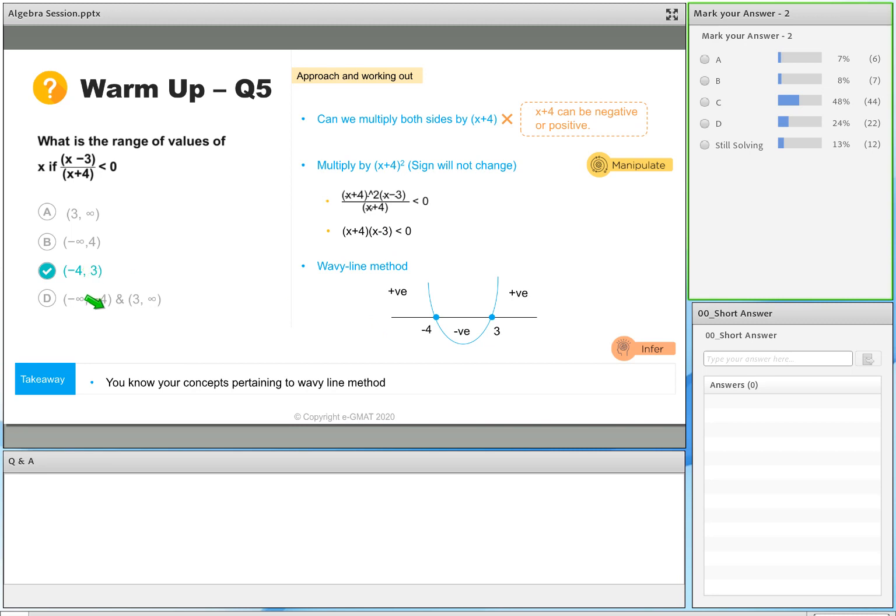All those of you who marked D, you chose the opposite answer. You chose this one. Everything on the left of negative 4 and everything on the right side of 3. You chose where this expression is positive while we wanted it to be negative. So that was just a very careless mistake.